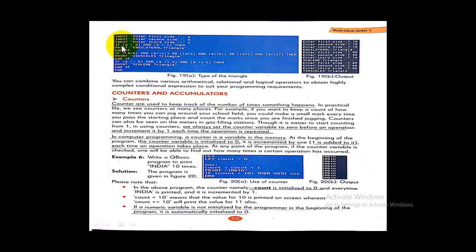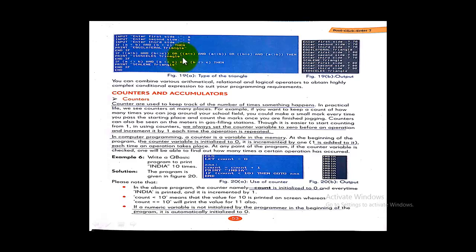If A equal to B, 80, A is not equal to B, 90. So A equal to B is false, and we do not check the second condition here. The second condition expression is checked only if the first is true, otherwise it will go to the next step. A equal to B is false, so it will not check this.